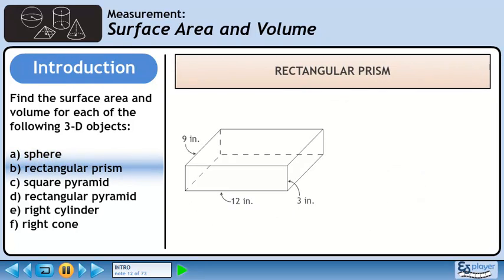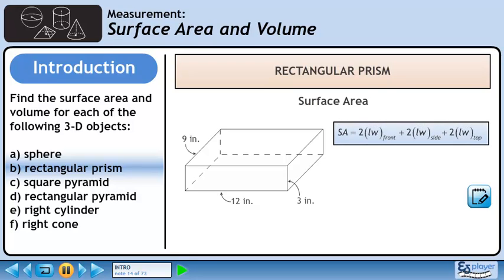In Part B, we'll investigate a rectangular prism. We'll begin with the surface area. The formula is 2 times the area of a side plus 2 times the area of the front plus 2 times the area of the top.